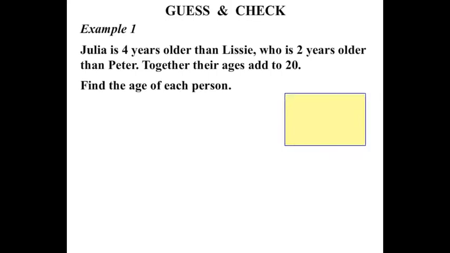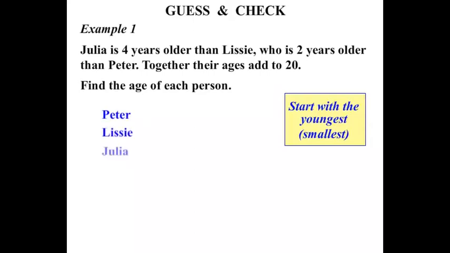Now, what we do with guess and check often is we start with the youngest or the smallest, okay? So start with their guess. And looking at the information, we can see that the youngest is Peter, and then Lissy and Julia are involved as well. So let's have a guess. Let's guess for Peter's age.